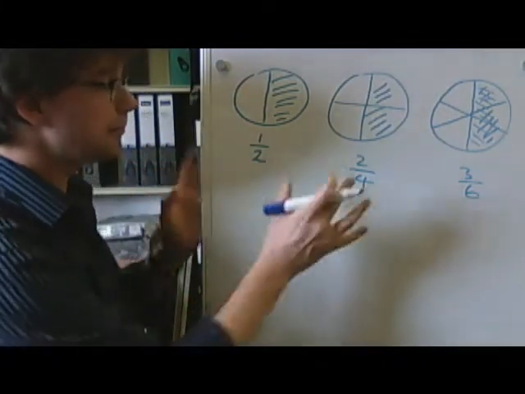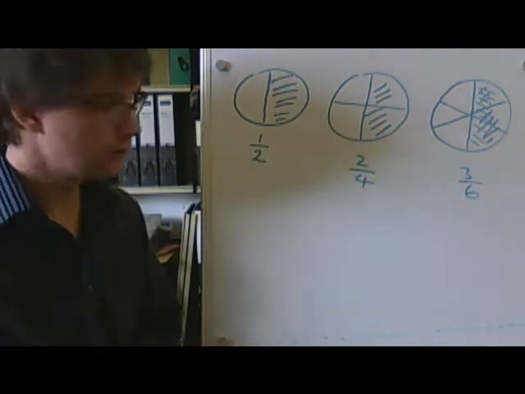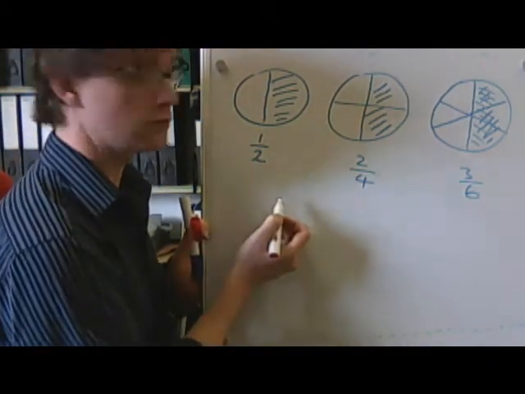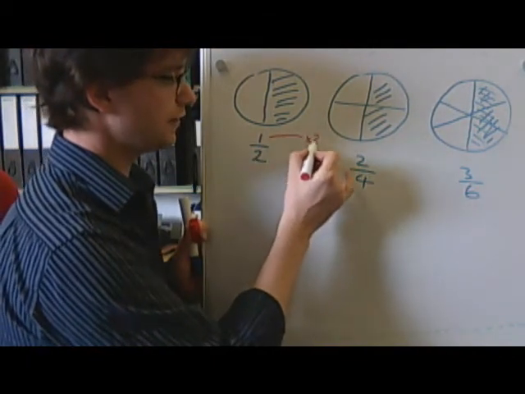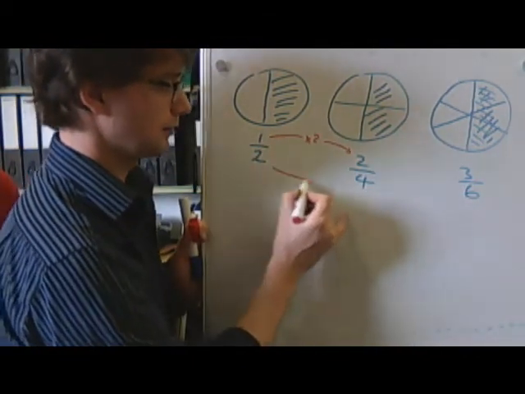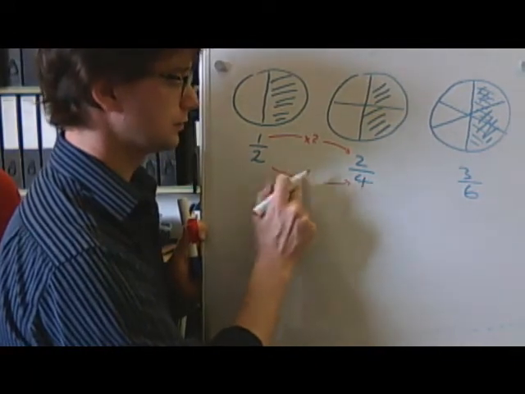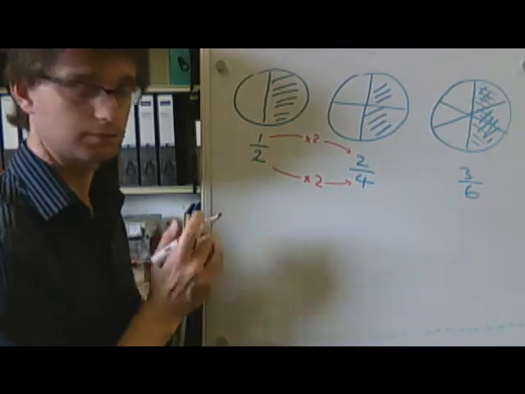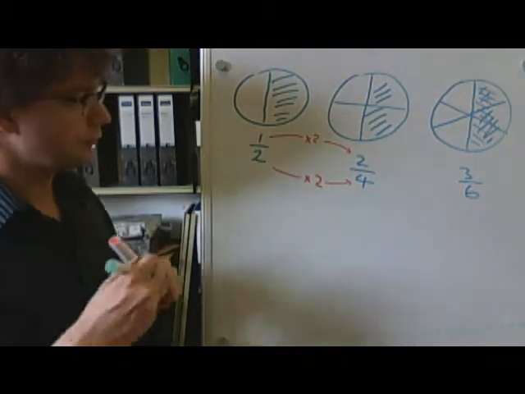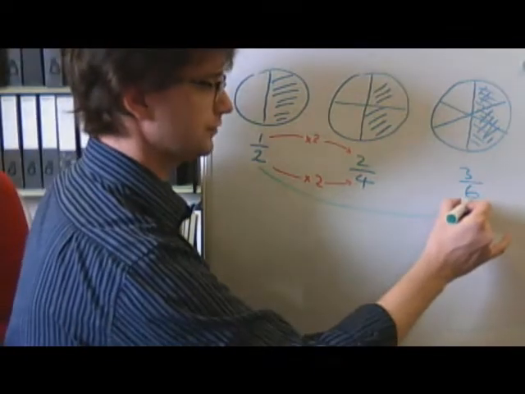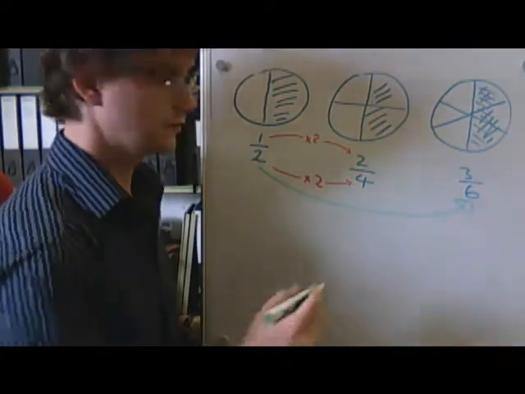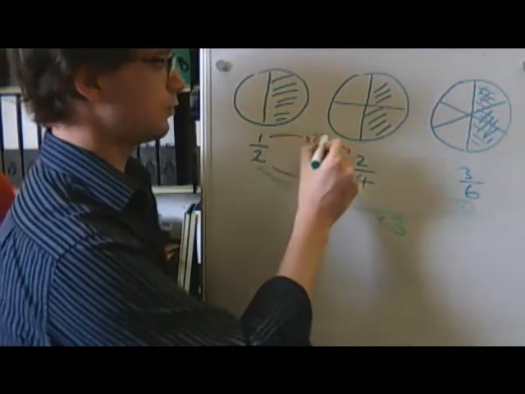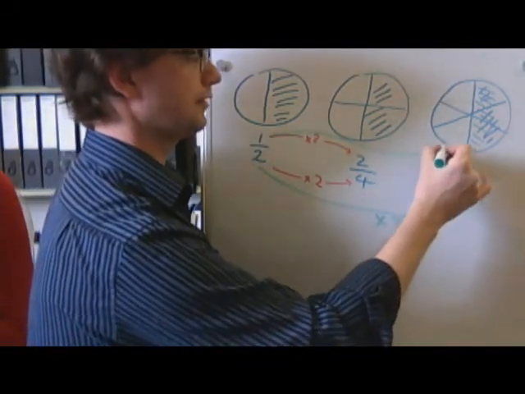And if you look at the numbers that are involved here, look at how I've gotten the change in the numbers from a half to 2/4. Well, here I've multiplied this by 2 to get that. And I've also multiplied this by 2 to get that. And look at the change from a half to 3/6. I've multiplied by 3 here, and I've taken the 1 and multiplied that by 3 as well.